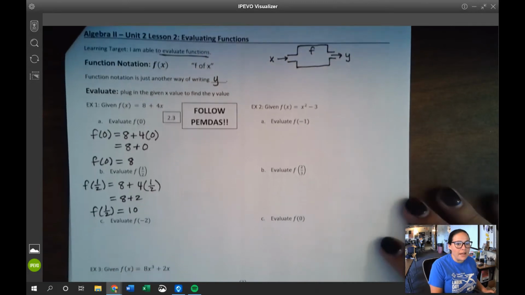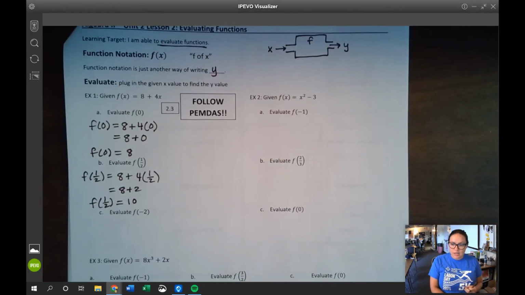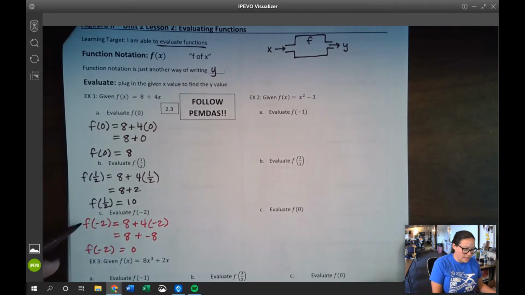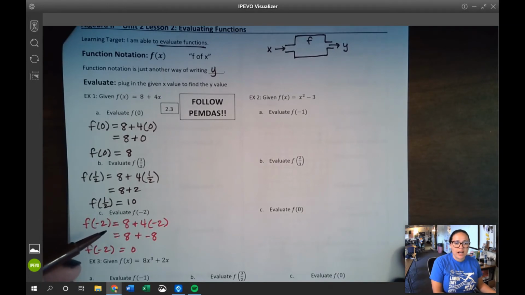Okay, I would love for you to pause the video and try part C. So pause the video, take 30 seconds, try part C, and then come back and see how you did. Okay, I hope you took a minute to try part C on your own, but when you plug in -2 for x, you should have gotten an output of 0. So f of -2 is 0.